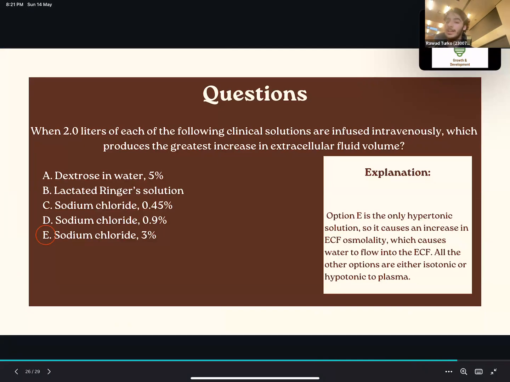If C was the right answer, if we infused this patient with 0.45% sodium chloride, well, that's actually hypoosmotic. What that would do is make water go from the ECF into the ICF. That would cause an increase in intracellular fluid volume and not extracellular fluid volume. Remember, water always goes from the lower osmolality to the higher osmolality.